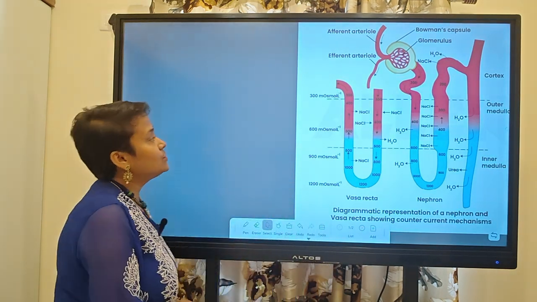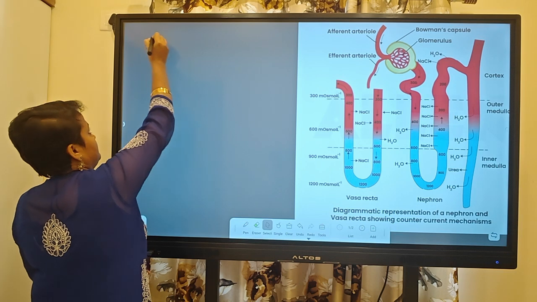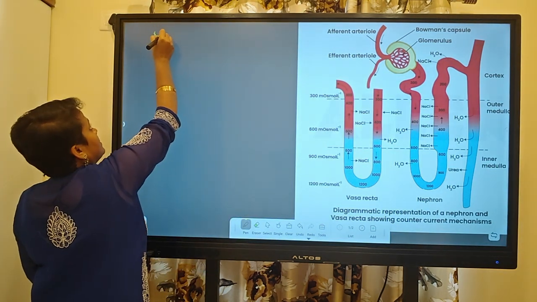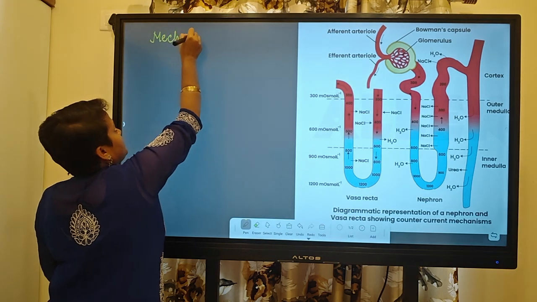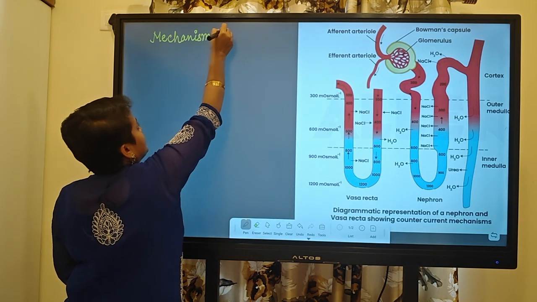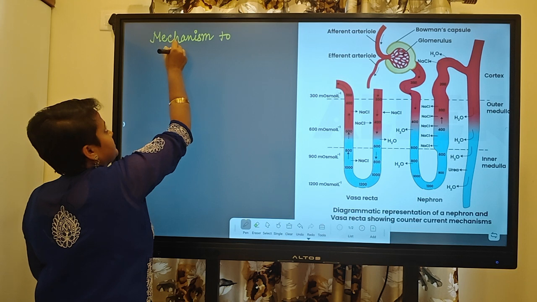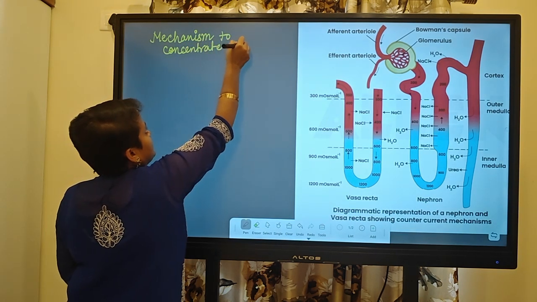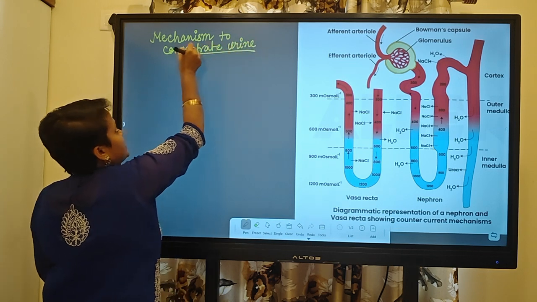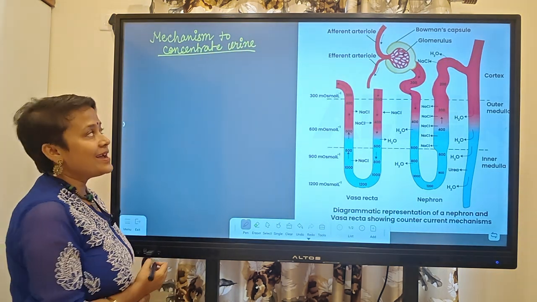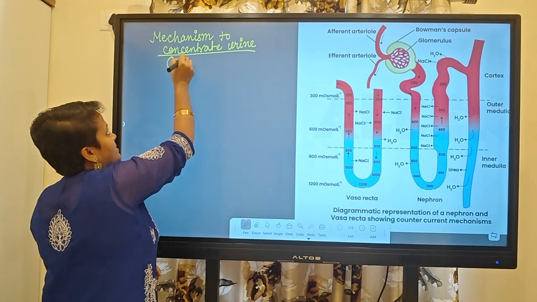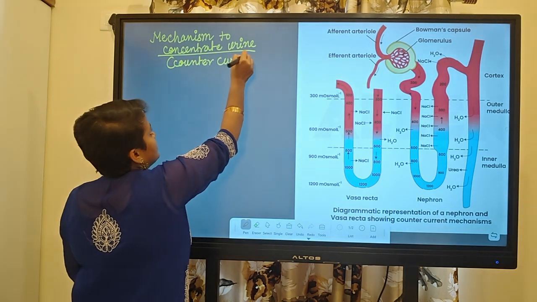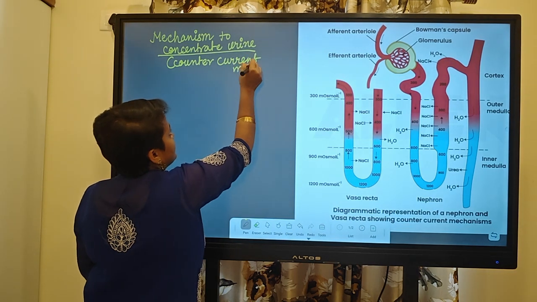So here today's topic is the mechanism to concentrate urine. This mechanism is also known as counter current mechanism.